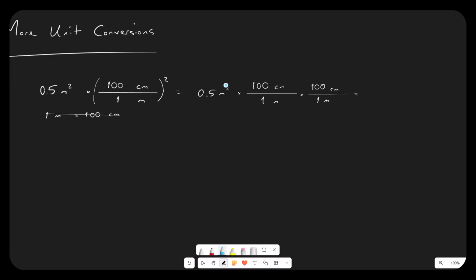I've got one of my meters cancels, another of my meters cancels, and I'm left in centimeters times centimeters. That is centimeters squared. I get 0.5 times 100 times 100 is 5,000. And I have an answer, 5,000 square centimeters.